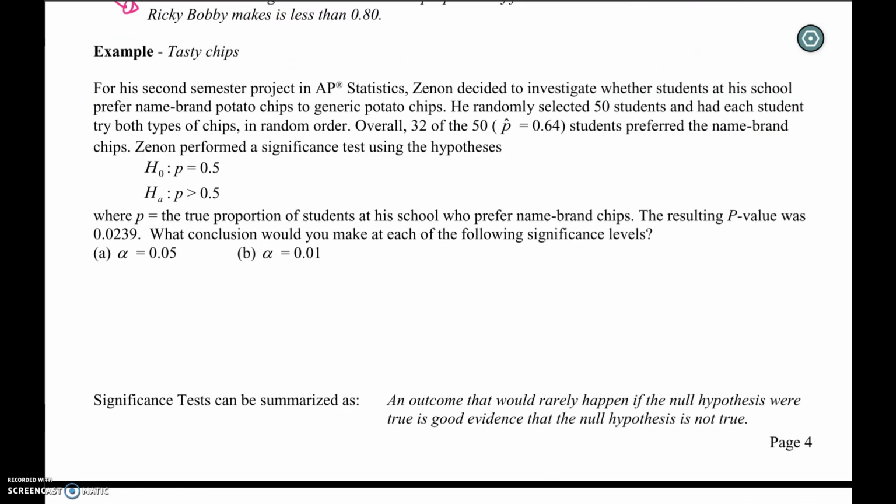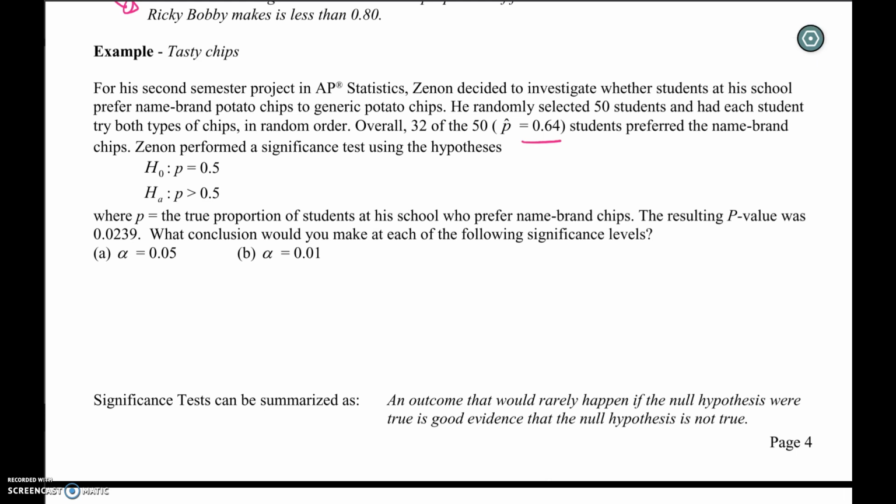For a second semester project in stats, Zenon decided to investigate whether students at his school prefer name brand chips over generic. He selected 50 students and had each student try both types of chips in random order. Overall, 32 of the 50, or 64%, of the students preferred the name brand chips.